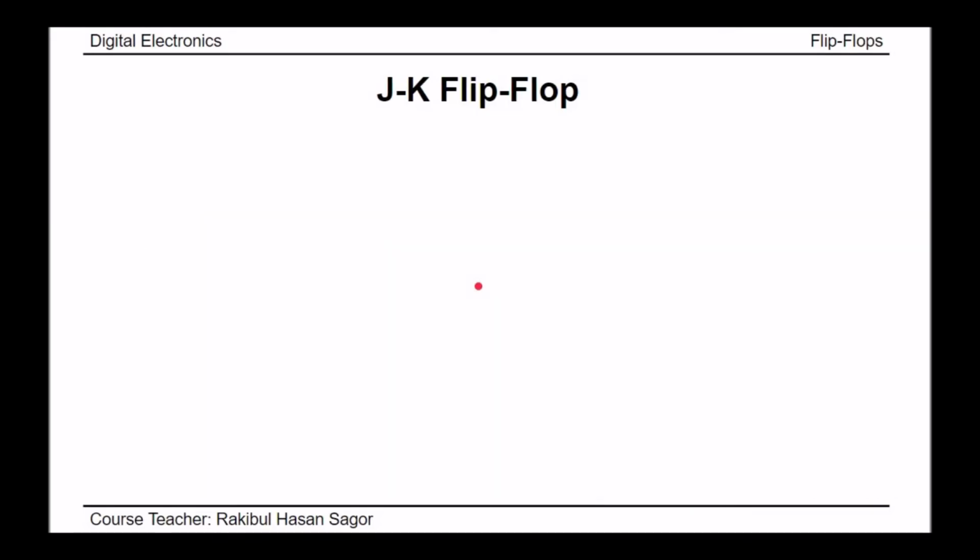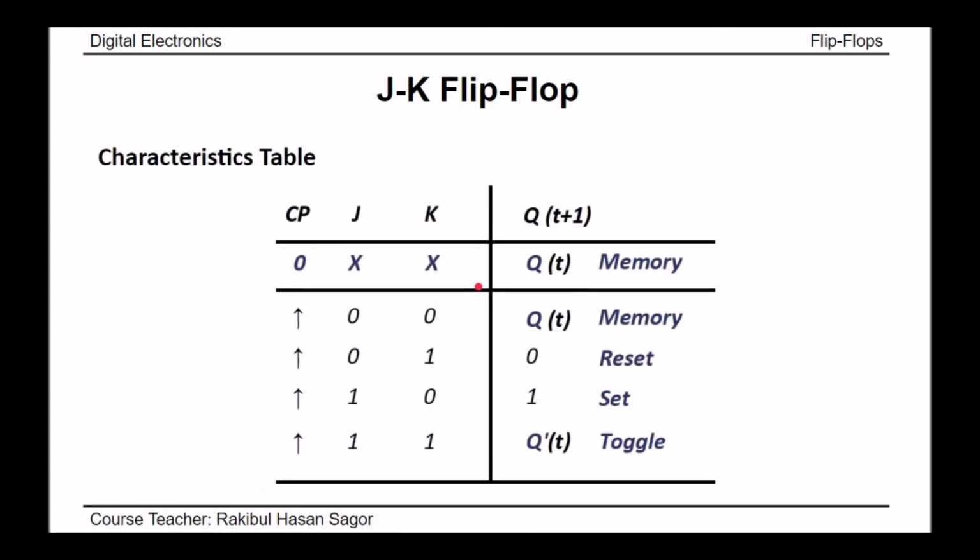If you observe the characteristics table of JK flip-flop, we can see when clock pulse equal to 0, we do not care about J input and K input. The output will be always the previous output. It will hold the memory. If I think that Q(t+1) is my present output, then Q(t) will be my previous output.